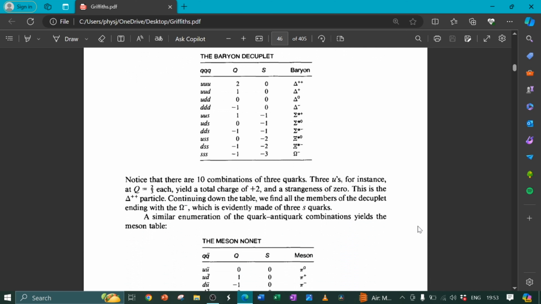Notice that there are 10 combinations of 3 quarks. 3 U's, for instance, at Q equal to 2/3 each, yield a total charge of +2 and a strangeness of 0. This is the delta ++ particle. Continuing down the table, we find all the members of the decuplet, ending with the omega minus, which is evidently made of 3 S quarks.